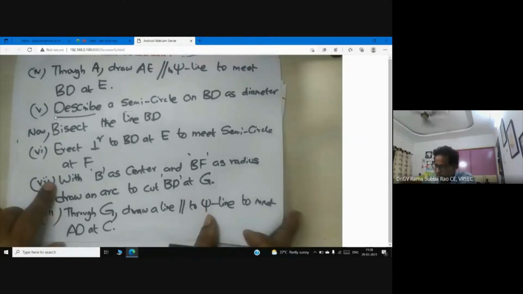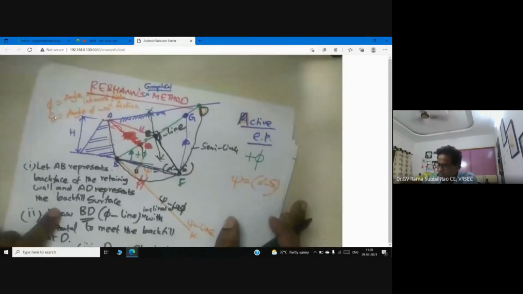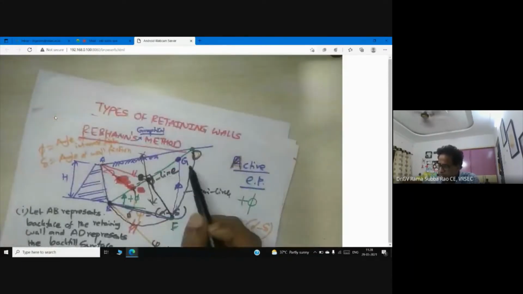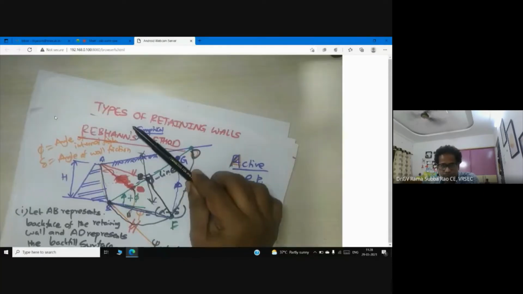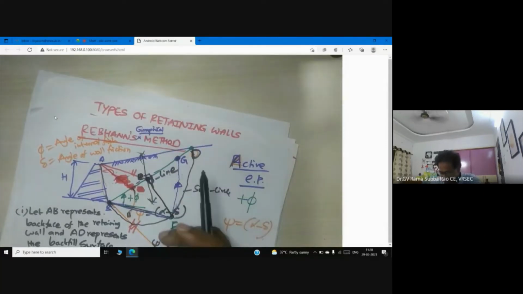So G is there. Actually, G is with me now. So here G is with me. Now draw a line parallel to psi line to Z. Now I'm getting this point now. So you can see now.